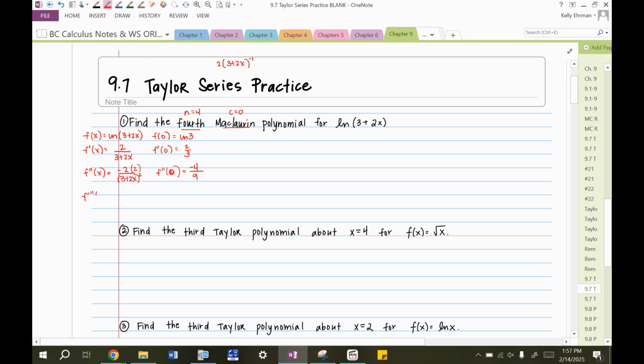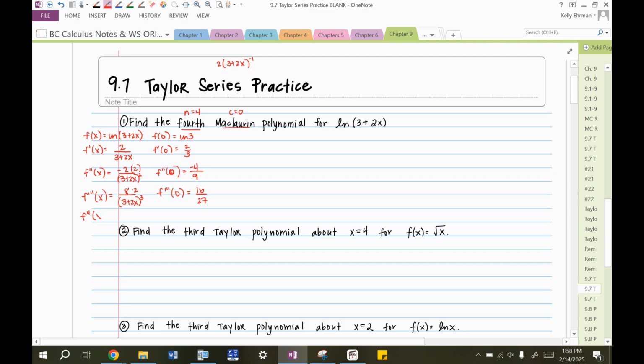Now I want the third derivative. So this negative 2 is going to get multiplied by this negative 4 to give us positive 8 over 3 plus 2x to the third. And again, we're going to multiply by another 2. So that's going to give us 16 up there. So the third derivative at 0 is going to be 16 over 3 to the third, which is 27.